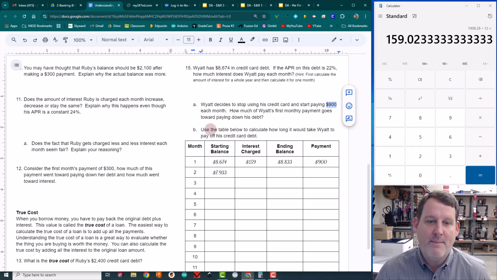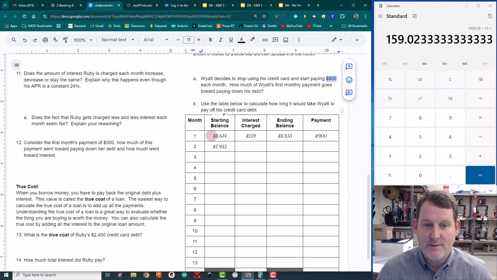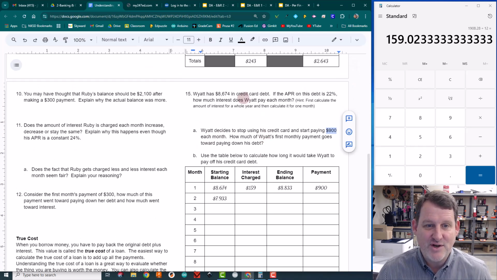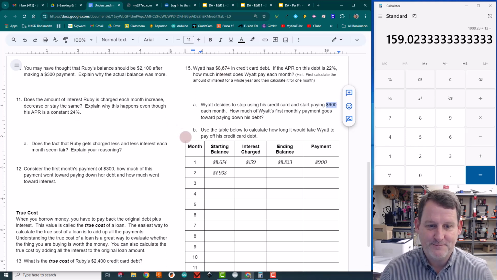Calculate how long it would take Wyatt to pay off his credit card debt. So at $900 a month, you might think it would take just under 10 months, because 10 times 900 is 9,000. So he'd be able to pay it off. My guess is it's going to take more than that. Let's find out how much.